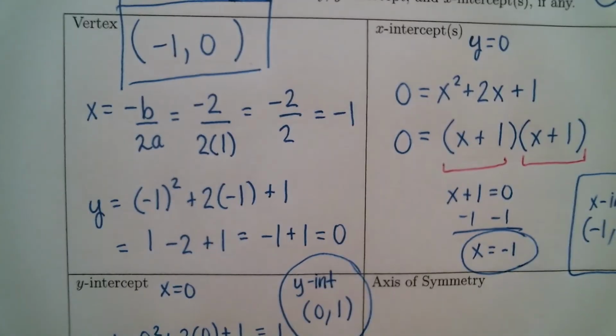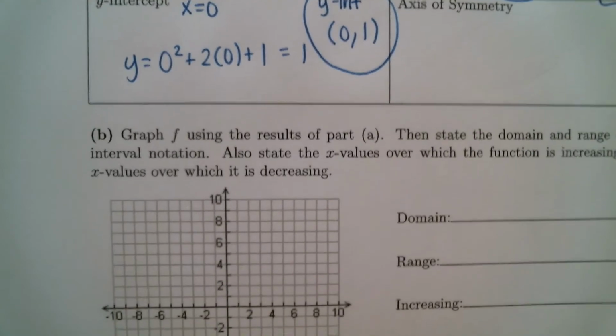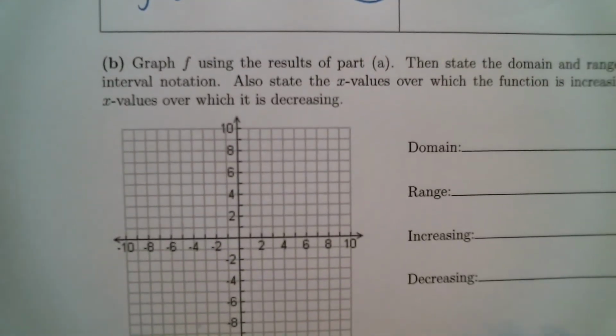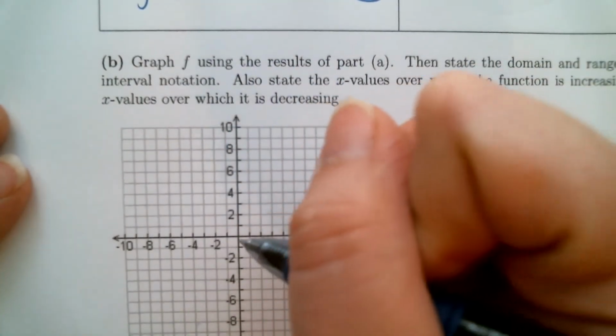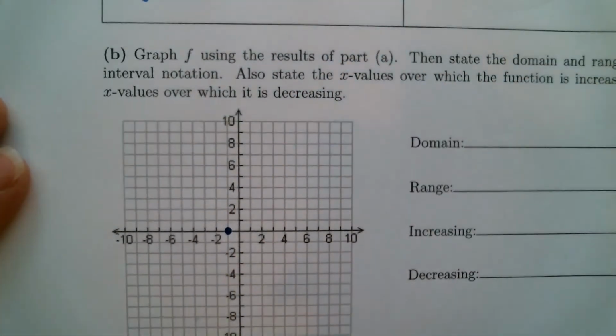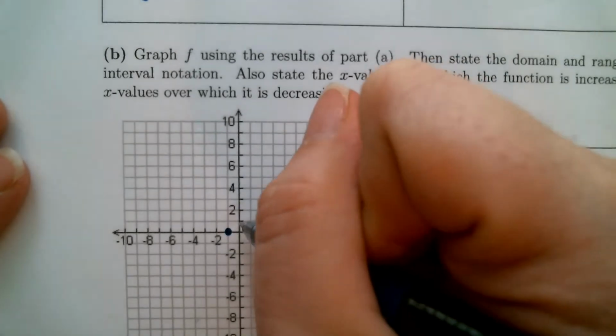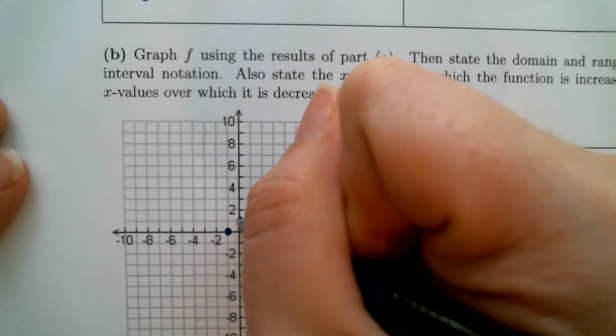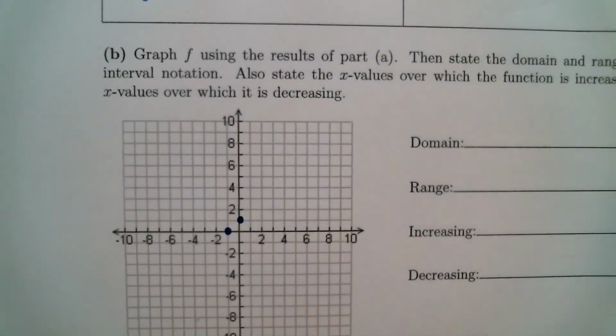Let's go to our graph. We know the vertex and the intercepts, so we're going to plot those points. We have the vertex, which is the same as the x-intercept. It's going to be at negative 1, 0. And we have a y-intercept at 0, 1. And that's all we know. But we talked about in the last example, you need at least 3 points to determine a parabola, and we only have 2 here.